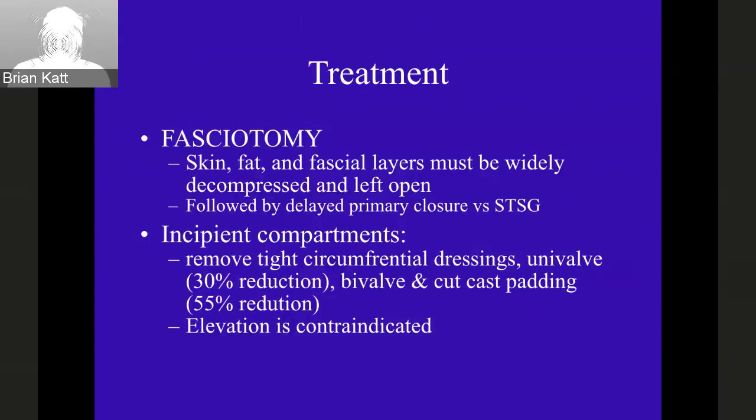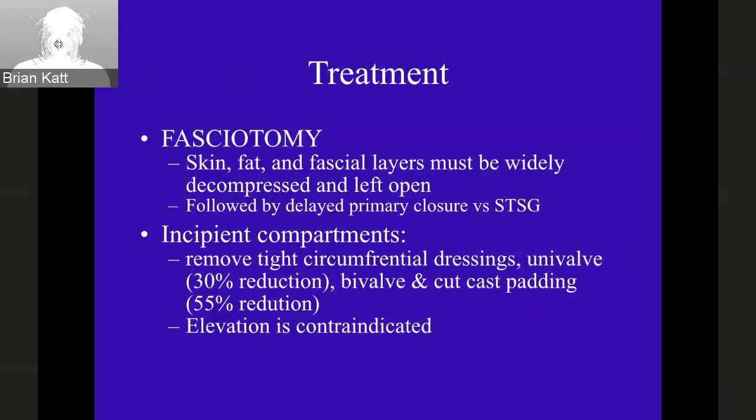For compartments that are just starting, maybe not even to the point where you need to measure them, but they're complaining of some tingling in their fingers, well, the first thing is you're going to remove the circumferential dressings. I've seen this before where they univalve the cast. It doesn't work. They said it's a 30% reduction, but once you bivalve it, it seems to work a whole lot better, and then you cut the cast padding, and that can take the pressure off like 55%.